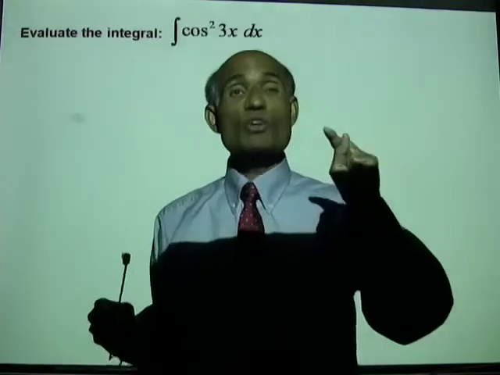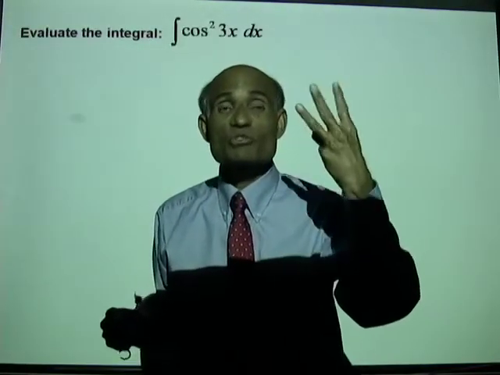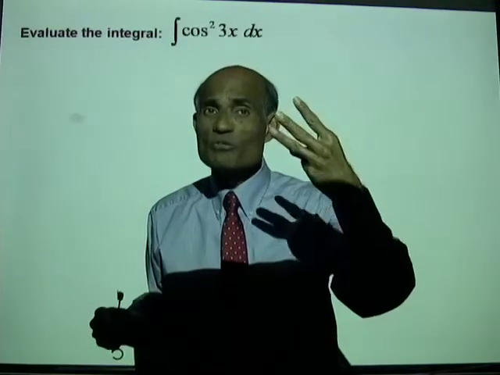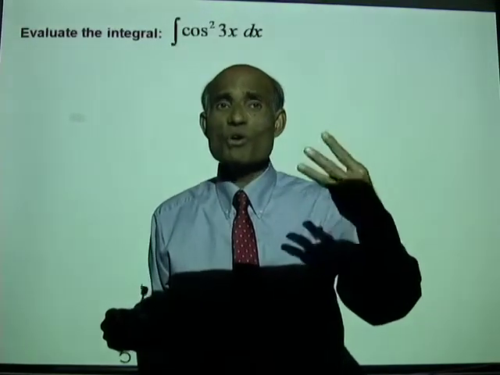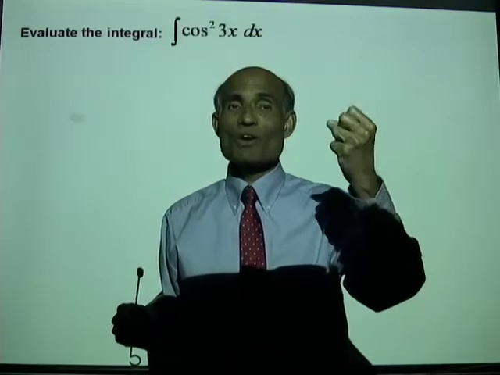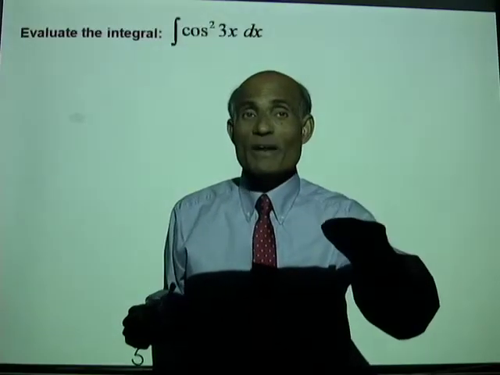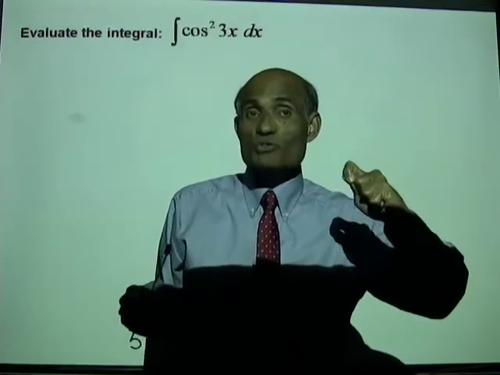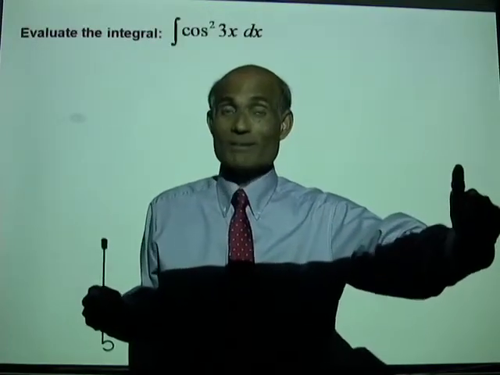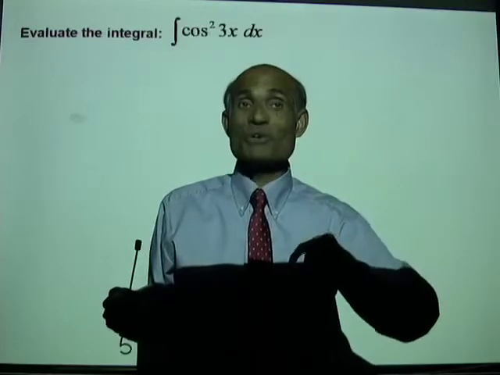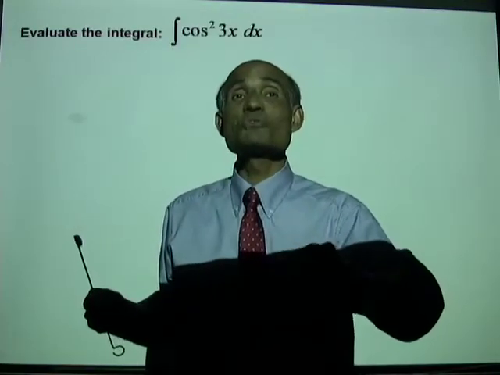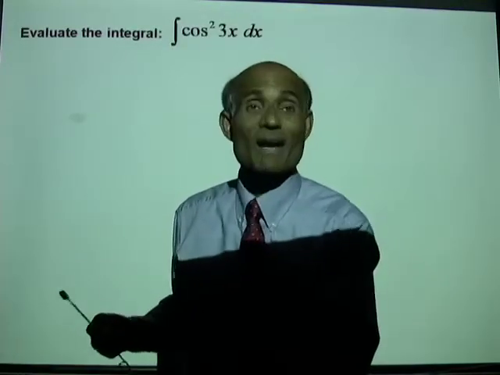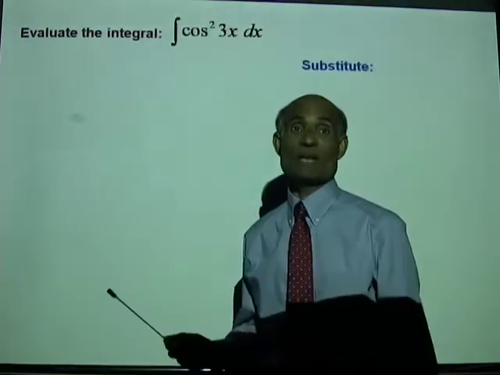Yes, you can, because cos of 2x has got 3 forms. Now, how many of you recall the 3 forms of cos 2x? Cos 2x is cos squared x minus sine squared x. Then 2 cos squared x minus 1, also equal to 1 minus 2 sine squared x. Well, so we are going to use that over here.